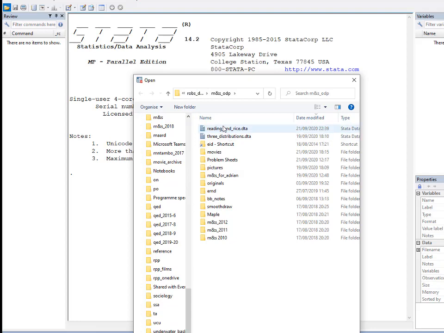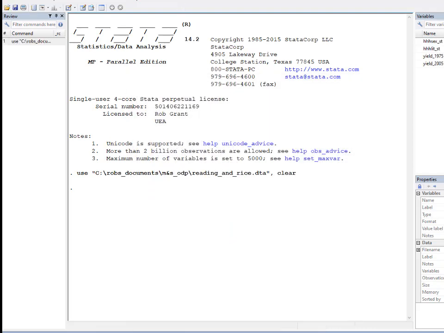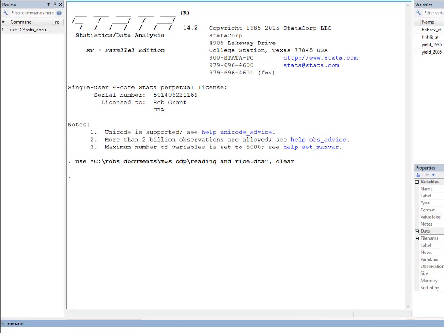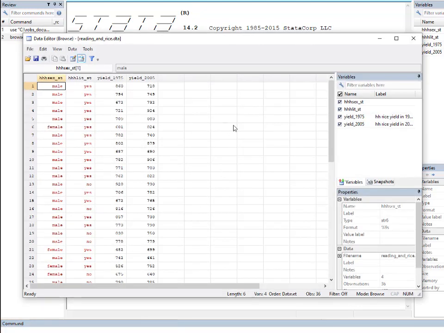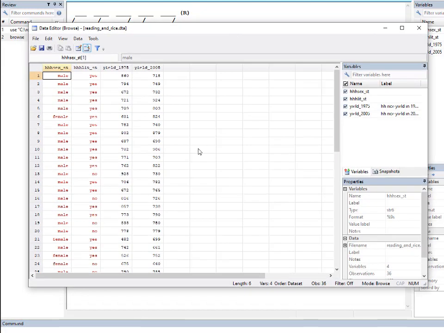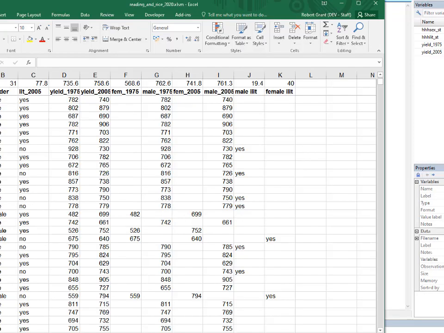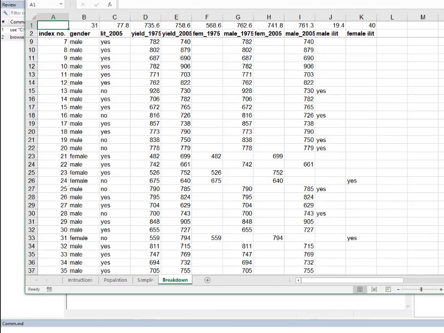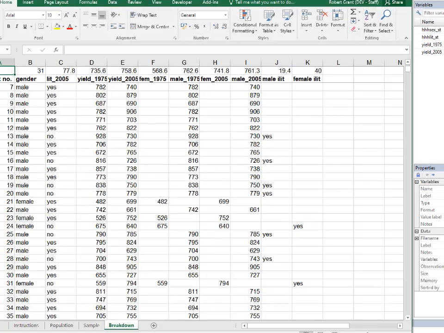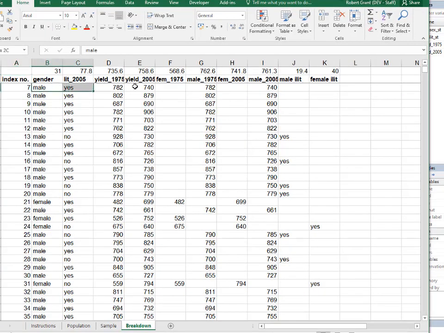So I've saved this already. So this is the data. If I go to the browser, you'll recognise it. Yeah. So this is the data that I got from my sample in reading and rice. Oh gosh, a bit of a lag on the system, sorry. Too many things open. So I've just taken this data here.